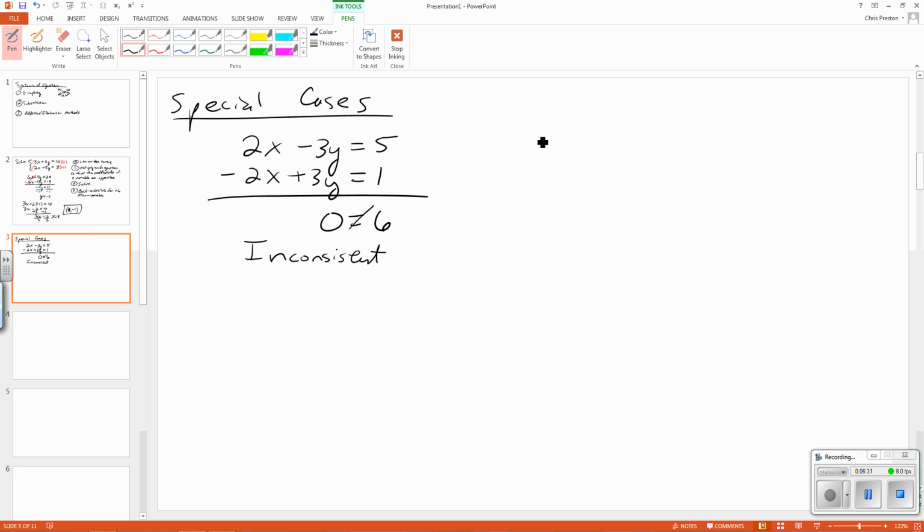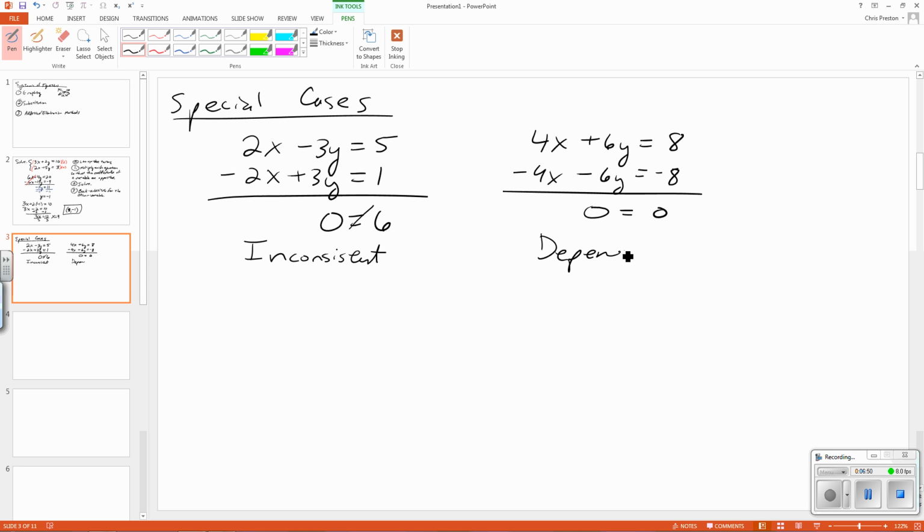Let's say instead you had 4x plus 6y equals 8, and -4x and -6y equals -8. Well, 0 equals 0. Well, that's always true. We say the system is dependent. These lines are the same line, is what that's telling you, if you get 0 equals 0. So those are special cases that can happen.